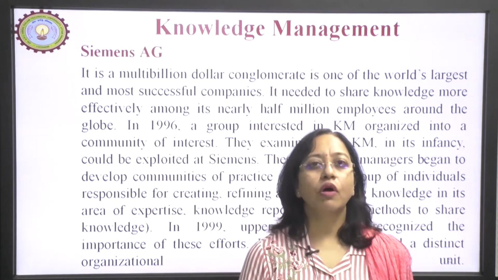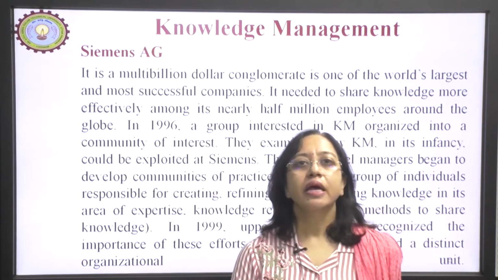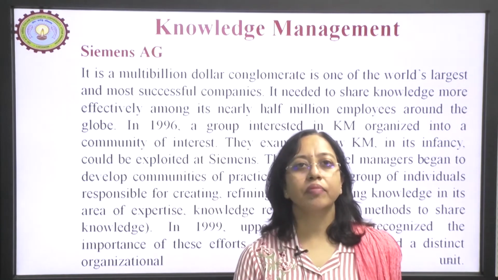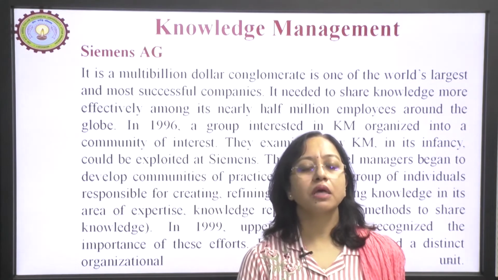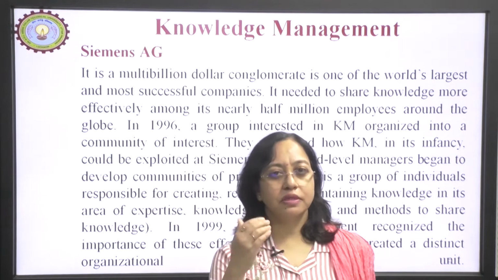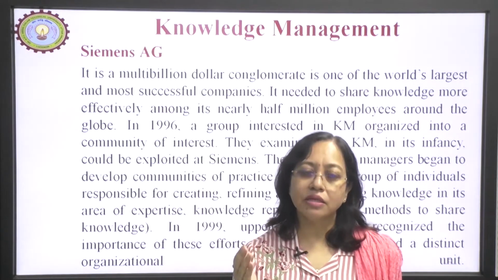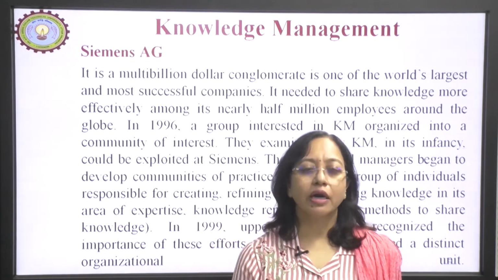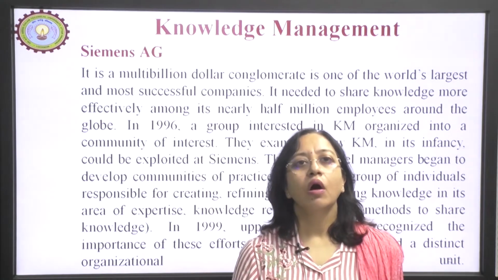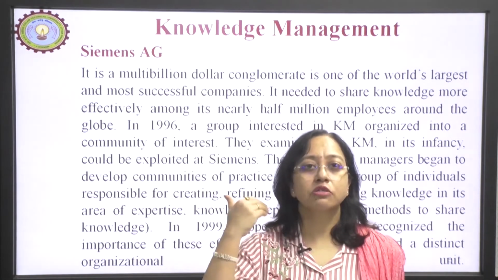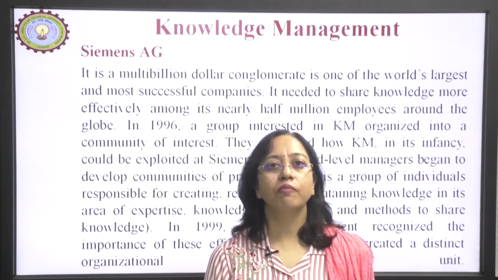So this is an example of Siemens AG. It is a multi-billion dollar conglomerate. It is one of the world's largest and most successful companies. It needed to share knowledge more effectively among its nearly 500,000 employees around the globe. So, the problem was, we have just discussed that knowledge management consists of 3 main components, that is, from where you get that knowledge, how you store that knowledge, and how you share that knowledge. Siemens was facing this problem of how it must disseminate and share the knowledge, because its employees were spread throughout the globe, and the number you can see, 500,000 employees.